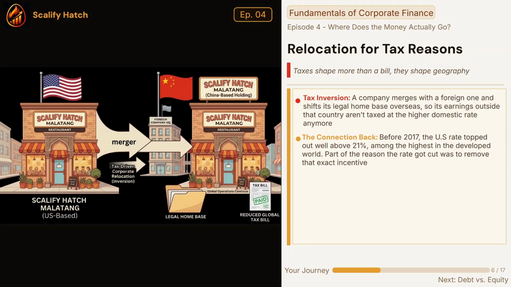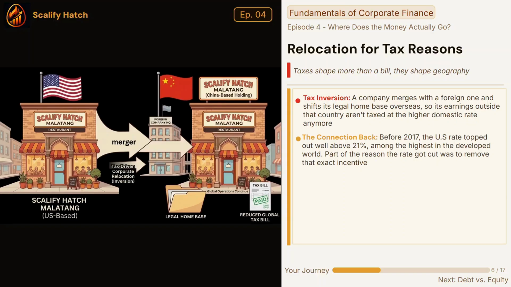It's still controversial. Critics call it tax dodging. The companies doing it call it staying competitive. Either way, it tells you something worth remembering. Taxes aren't just a line item at the bottom of a spreadsheet. They shape real corporate decisions, including where a company chooses to legally exist.